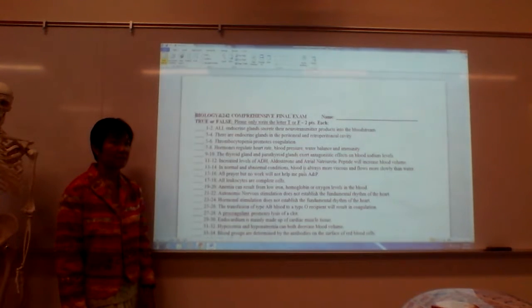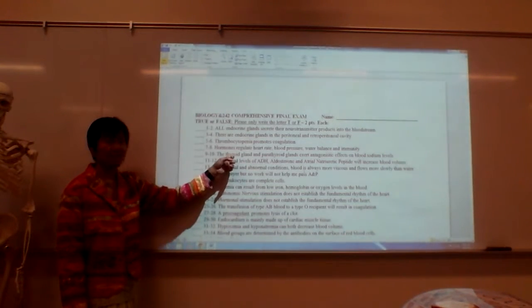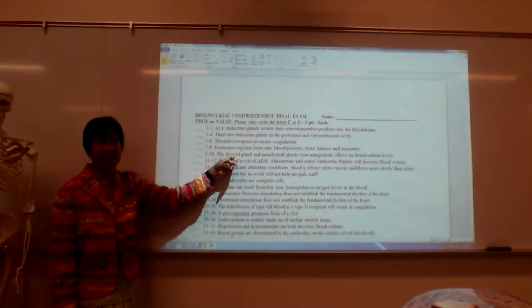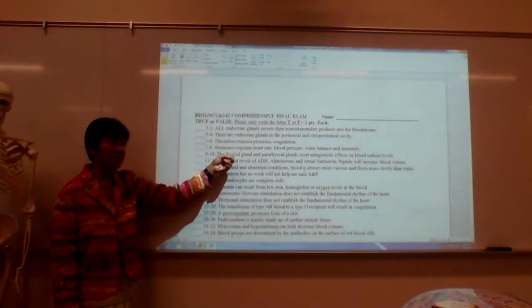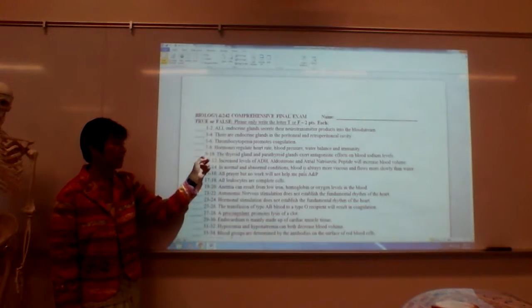True. On sodium? Sodium, no. The thyroid gland secretes calcitonin, remember? And the parathyroid is parathyroid hormone, which controls the calcium, not sodium. See, that's why you need to read every word.